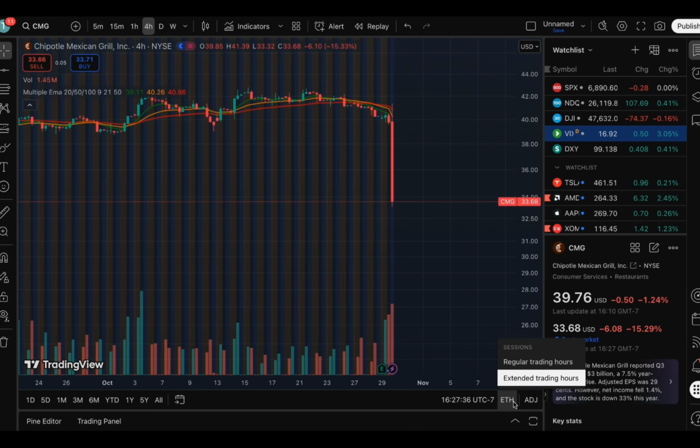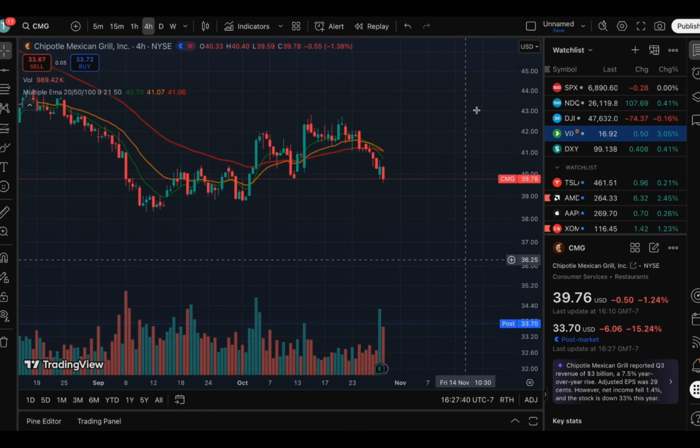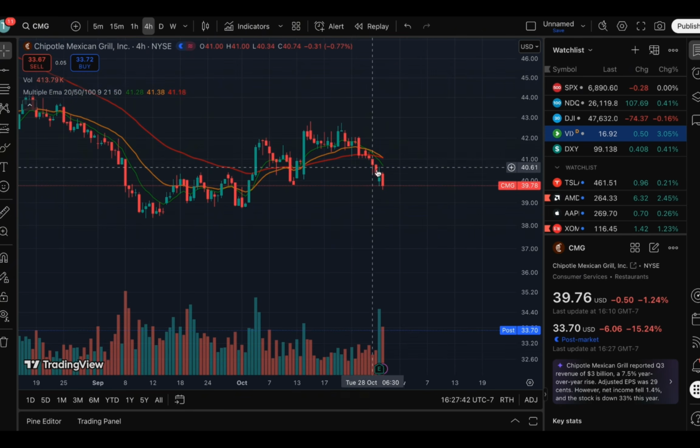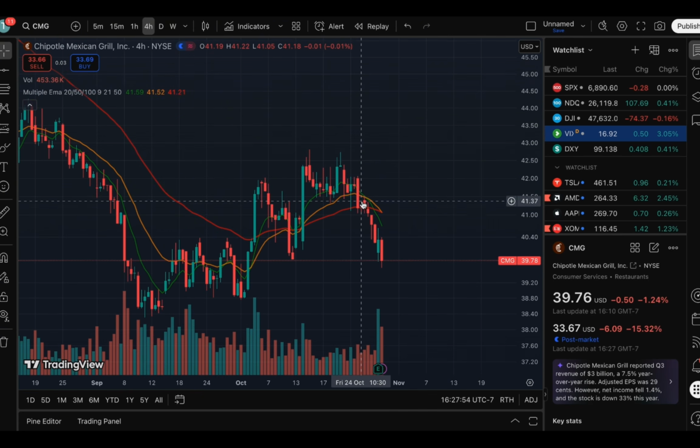So let me just go back to regular trading hours. Let's pretend that hasn't yet happened. Here, I want to identify a couple of things for you guys. First of all, the death cross: the lower time frame moving average crossed below the higher time frame moving average. That's a bearish indicator. So here, the green is the 9, right?